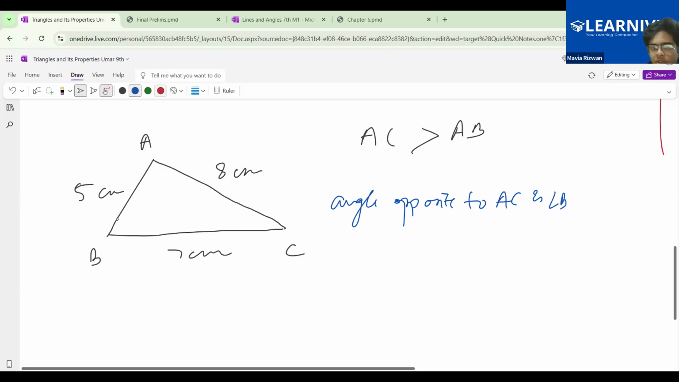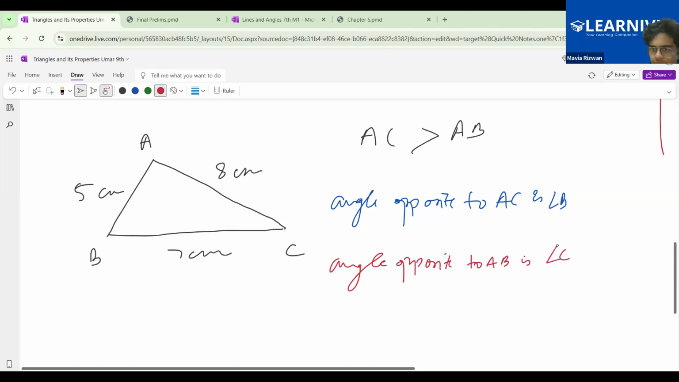Can you tell me which is the angle opposite to AB? Opposite means in front. Yes, angle C, because angle A and B are adjacent. Opposite is only angle C. So the angle opposite to AB is angle C.